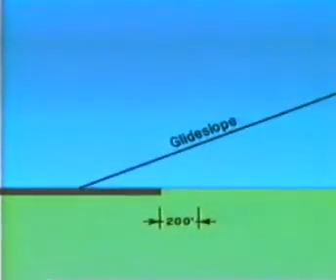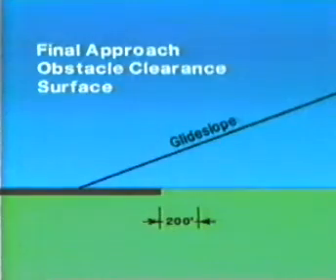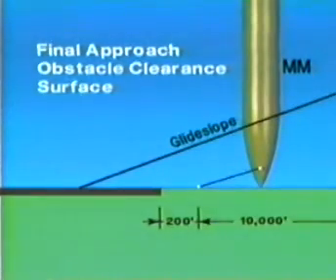Obstacle clearance for a Category 1 ILS is based on a final approach obstacle clearance surface, which is broken into two sections. The inner section extends outward for 10,000 feet from the 200-foot point. This section is further divided into two zones. The first zone begins at the 200-foot point and at the runway threshold height. It extends to the middle marker or the decision height, whichever is farther. For a 3-degree glide slope, the slope of this obstacle surface is 34 to 1. This means that for every 34 feet outward, the obstacle surface increases 1 foot in height.